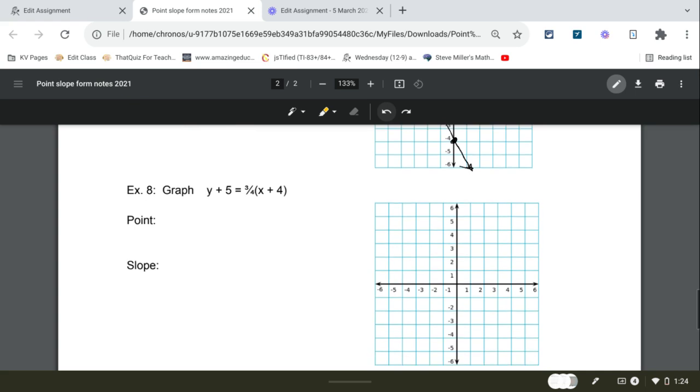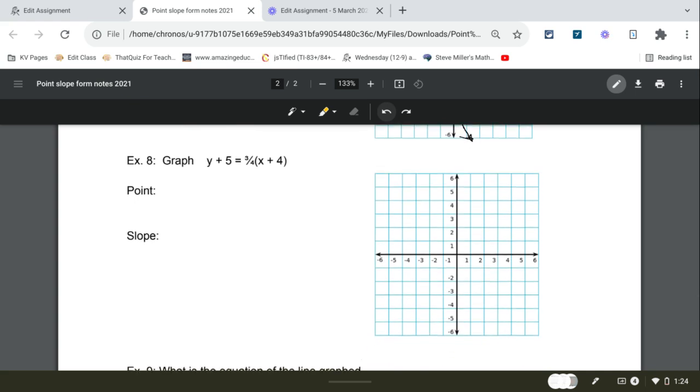Number 8, let's see here, graph y plus 5 equals 3/4 x plus 4. So the point that it passes through, the x value is going to be -4, and the y value is going to be -5. So -4, -5 is right there. All right, left 4, down 5. And then our slope is going to be 3/4.